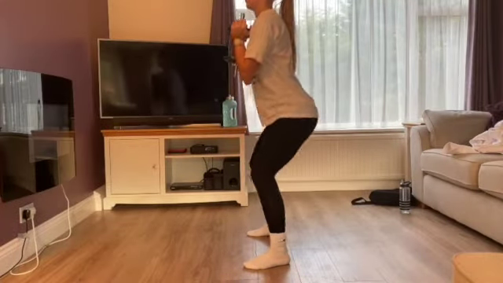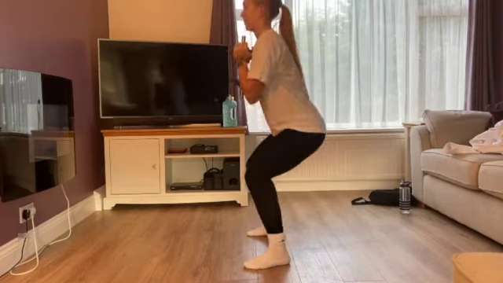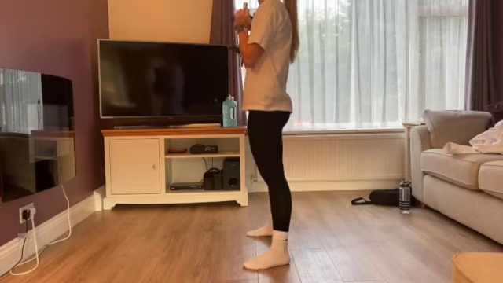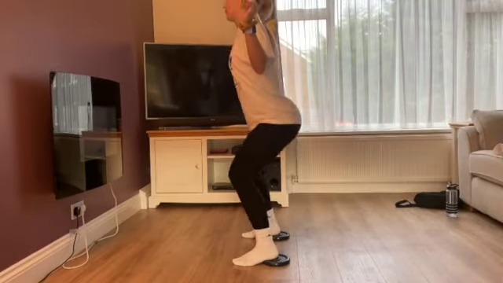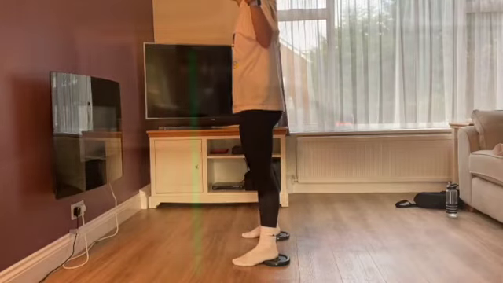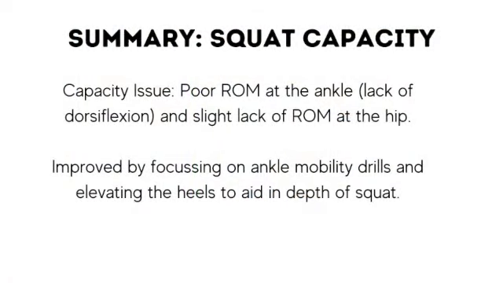To encourage more depth, I then regressed the back squat exercise to a goblet squat, telling the athlete to go as low as they could, trying to remain a neutral spine throughout. This was then progressed to a back squat with the heels elevated, and this encouraged dorsiflexion whilst also allowing a considerable change in depth of squat, meaning torso angle remained more upright.